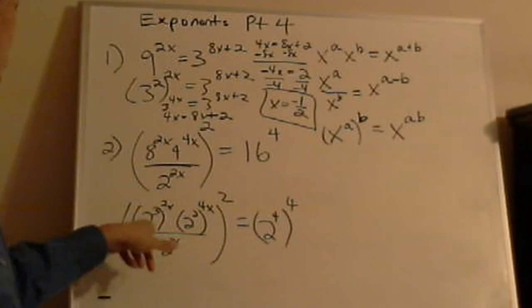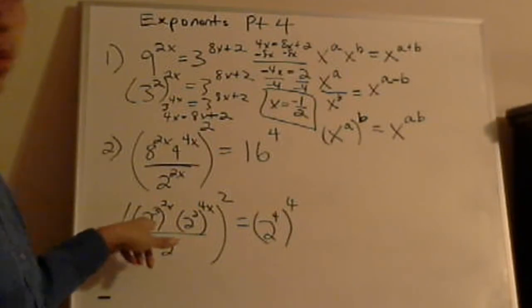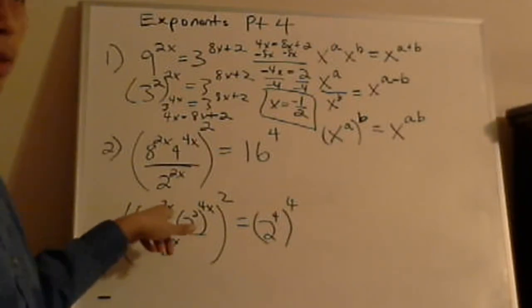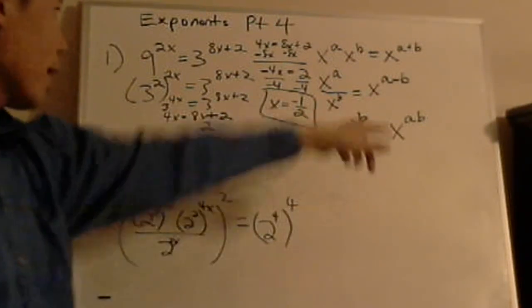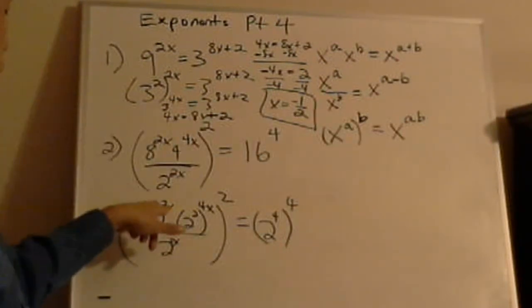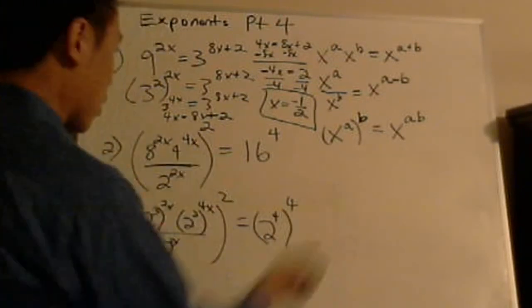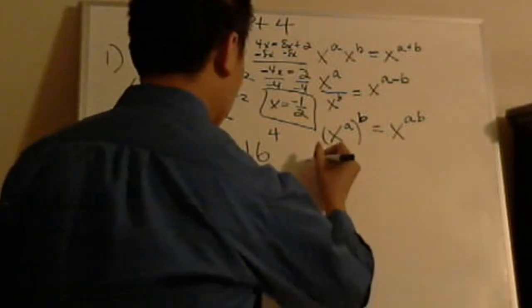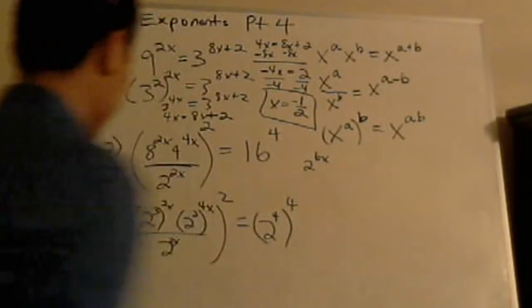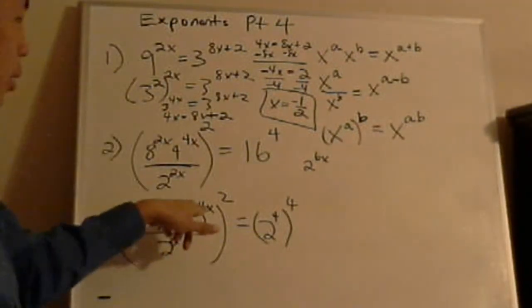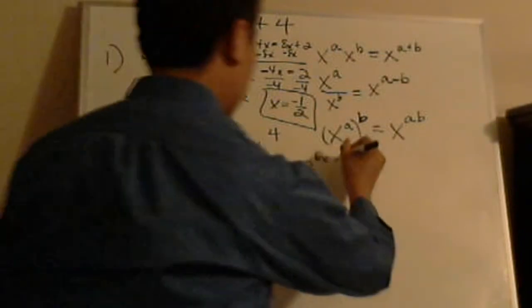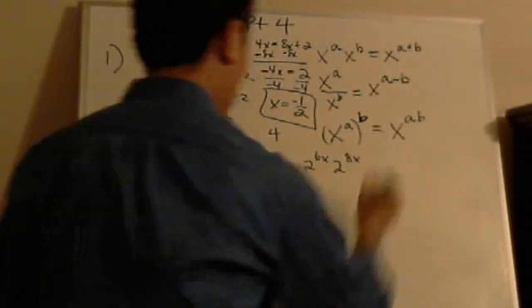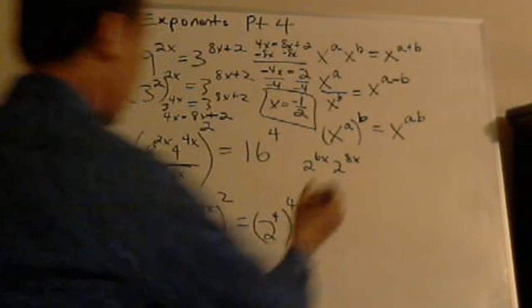So what do we do up here, okay? We have 2 cubed to the 2x power. We use the power on power theorem, right? You just multiply them together. So 2 cubed to the 2x is just 2 to the 6x. I'll write it over here so we have a little more room. Okay? 2 squared to the 4x, so you just multiply exponents. 2 times 4x is 8x. Okay? And then all over 2 to the x.